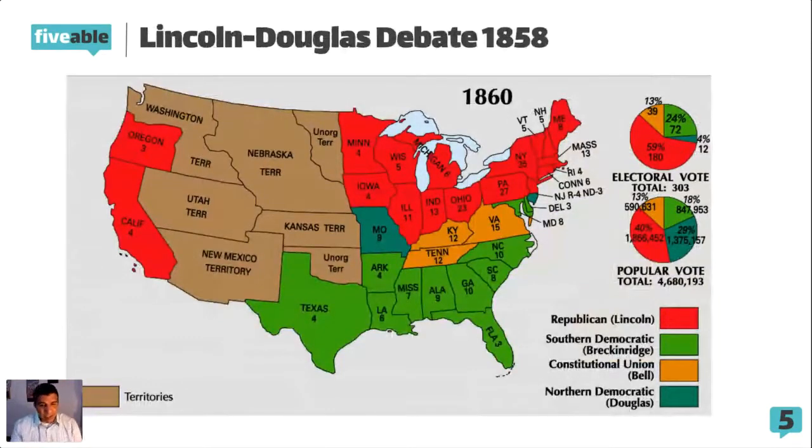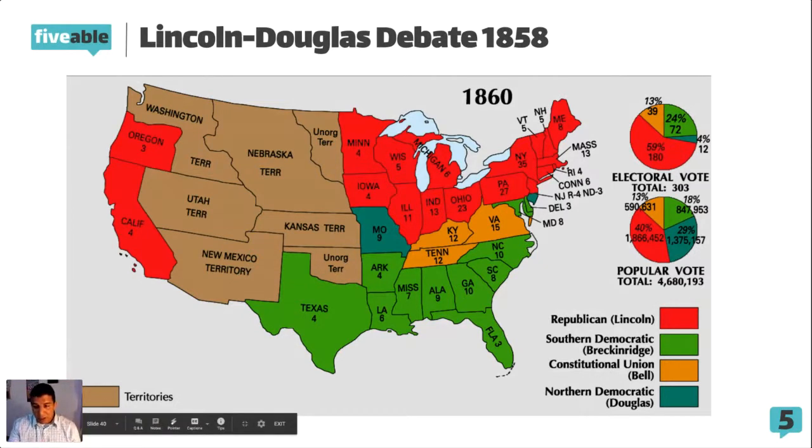So let's look at this real quick. Abraham Lincoln is in the red. Breckinridge is in the green. In the yellow, the orange is Bell, and Douglas is in the dark green right here. So look what happens here. Who wins California? Lincoln, exactly.